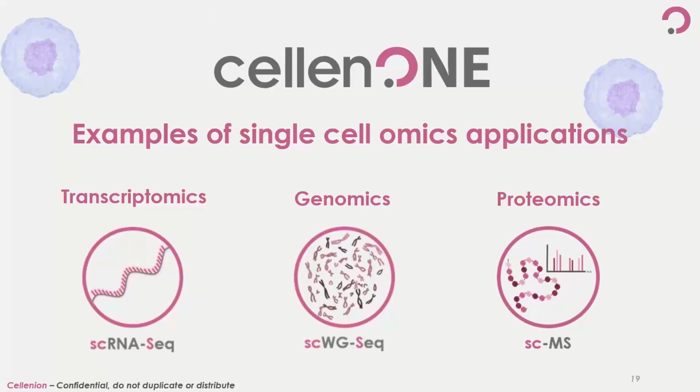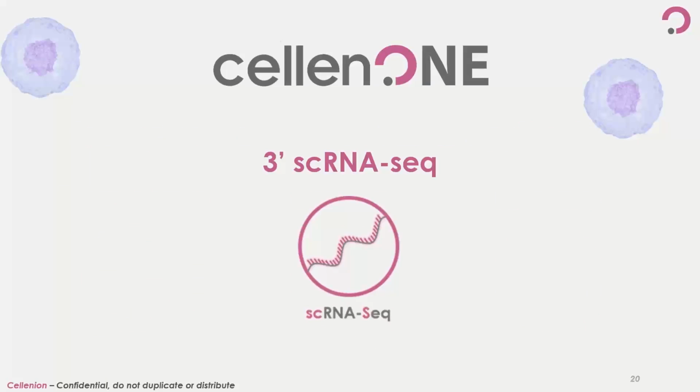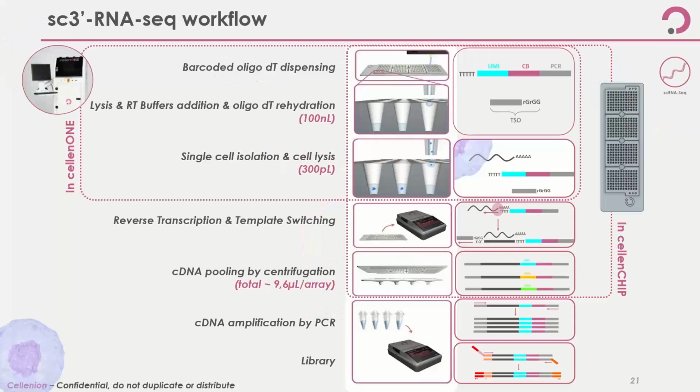So here are a few examples of single cell omics applications using our machine: transcriptomics, genomics, and proteomics. For the 3' single cell RNA sequencing, we have developed in-house a single cell 3' RNA sequencing workflow that is compatible with the CellenONE and our CellenChip consumable. The barcoded oligo-dT are dispensed in the chip using the CellenONE. Then there are steps of lysis and RT buffer addition, which also help us to rehydrate the oligo-dT in very small volumes, so 100 nanoliters.